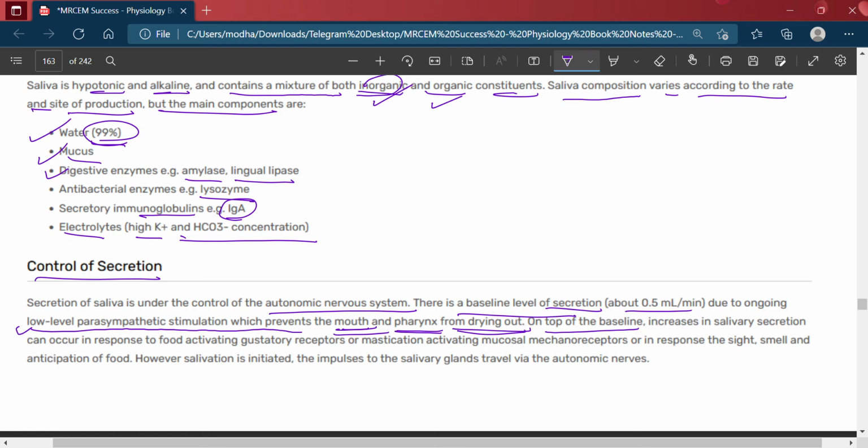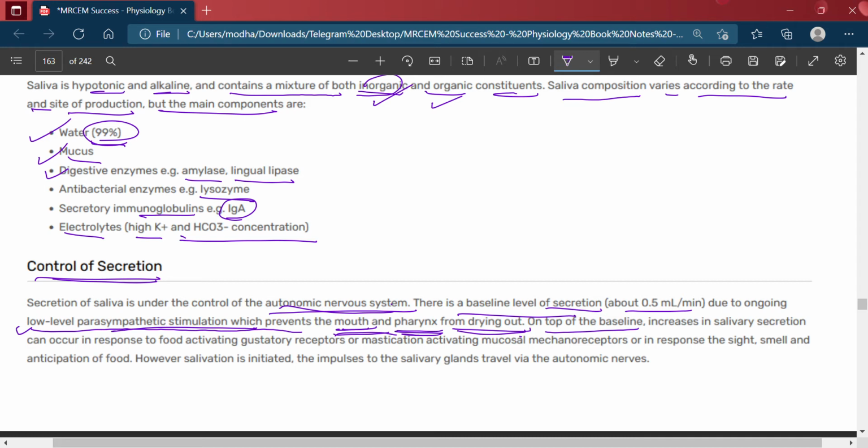So, the control of secretion. Secretion of saliva is under the control of the autonomic nervous system. There is a baseline level of secretion, about 0.5 ml per minute, due to ongoing low-level parasympathetic stimulation, which prevents the mouth and pharynx from drying out.